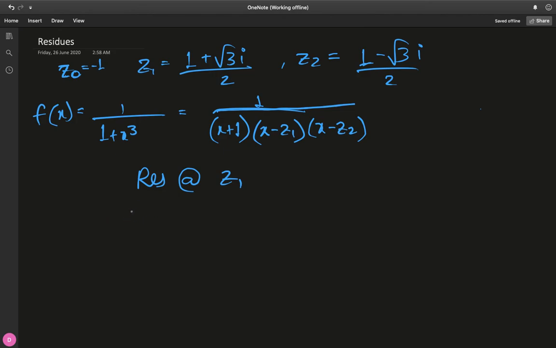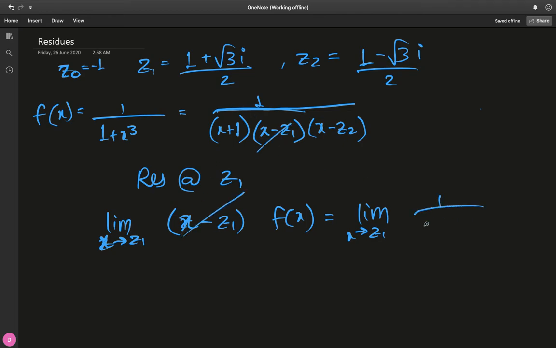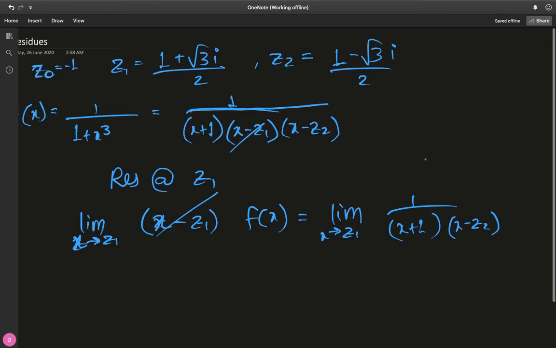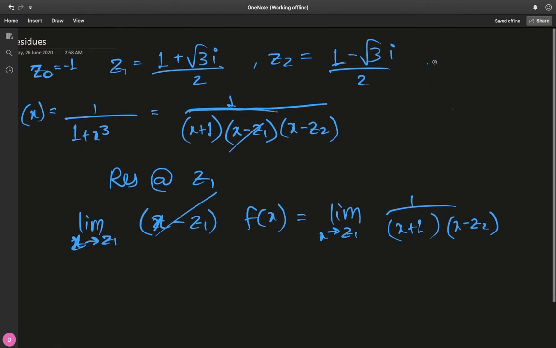So the way we are going to do this is to take the limit as x goes to z1 of (x minus z1) times f of x. When we do that, this factor will cancel out, and we're left with the limit as x goes to z1 of 1 over (x plus 1) times (x minus z2). When you plug in z1 in place of x, z1 minus z2 is just going to be square root 3 i.